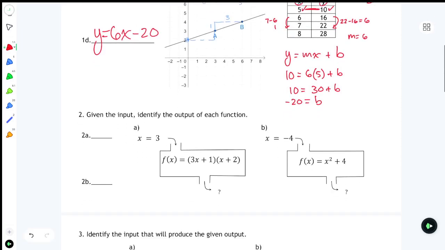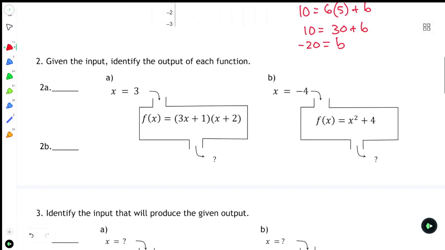All right, question 2 asks us to, given the input for several functions, identify the output. So we're told what's going into these functions, and the question is, what comes out? What are the outputs given these particular inputs? So both of these functions have different definitions, right?